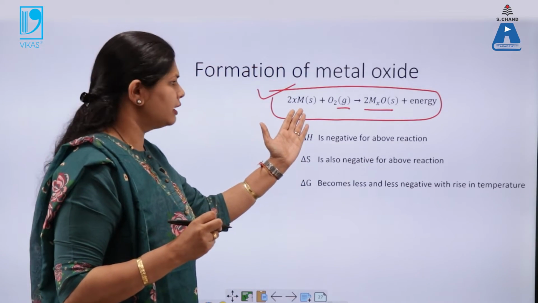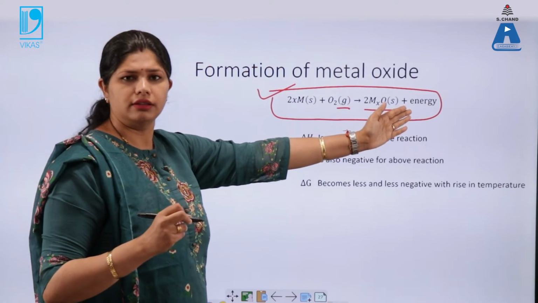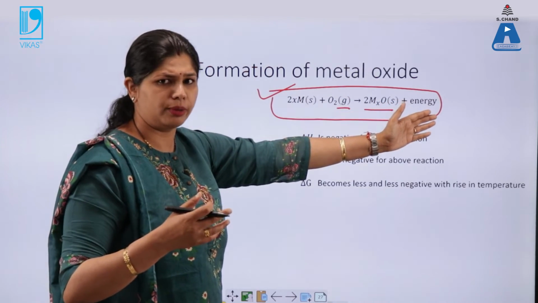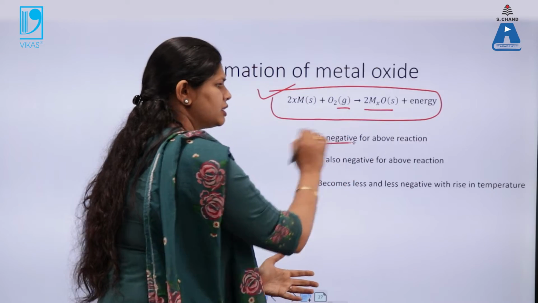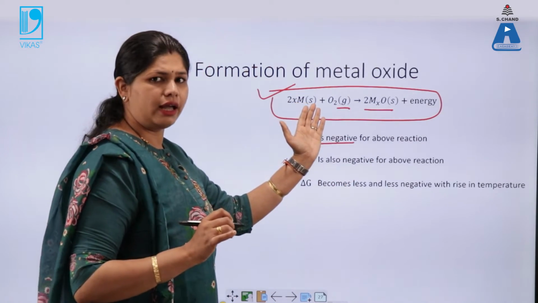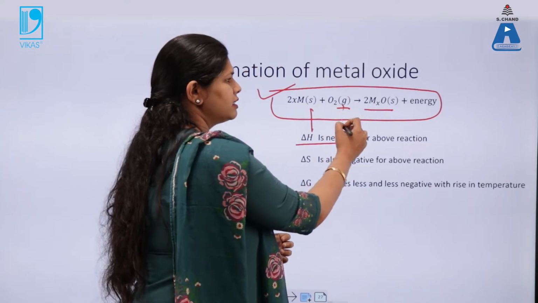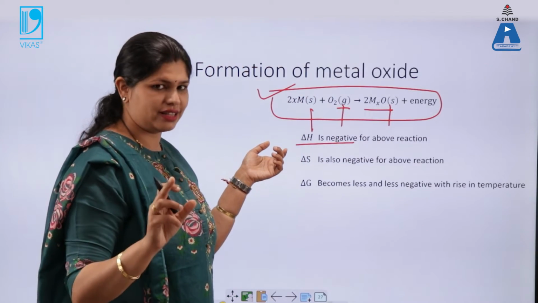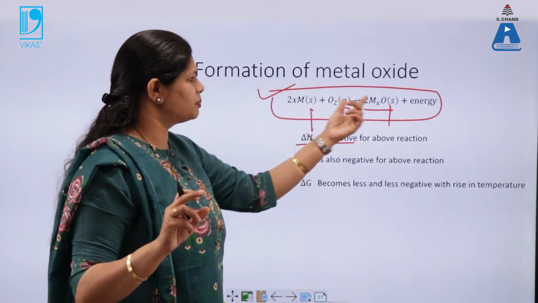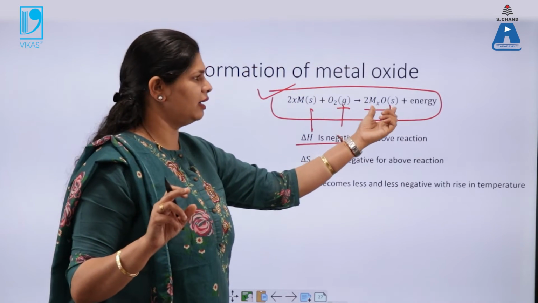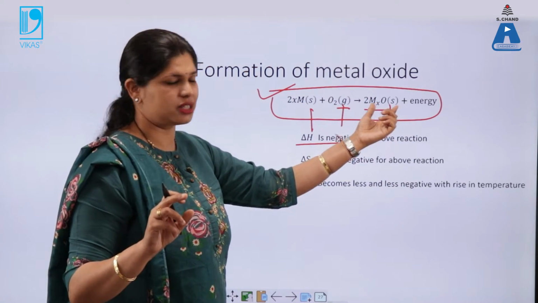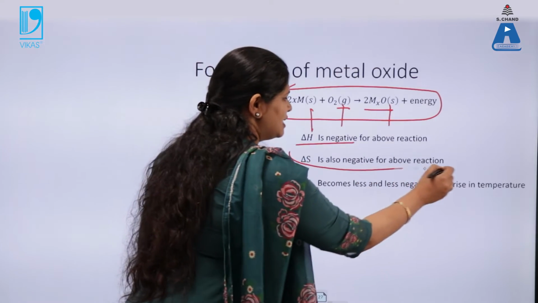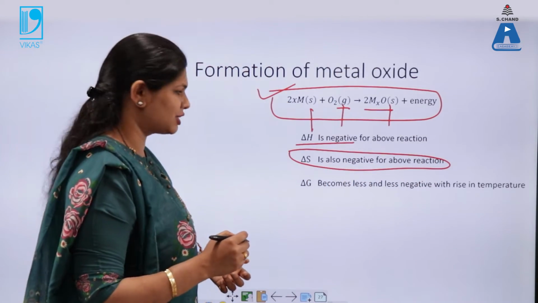We can see that the energy here is negative, or it is an exothermic reaction. So delta H is negative. What is delta S? This is solid, this is gaseous, this is solid. Entropy of the system is decreasing. There is a gaseous species in the reactant, and in the product you don't have any gaseous species. So delta S is negative for this reaction.